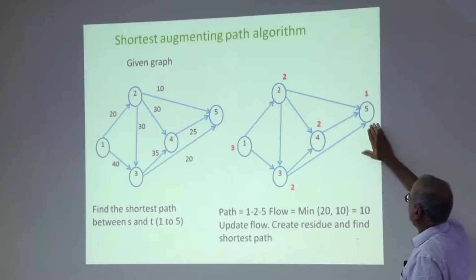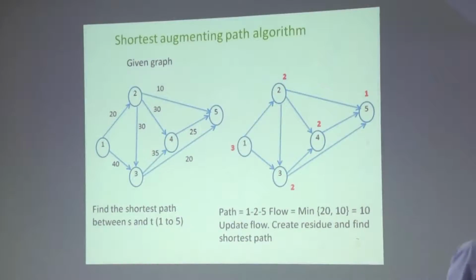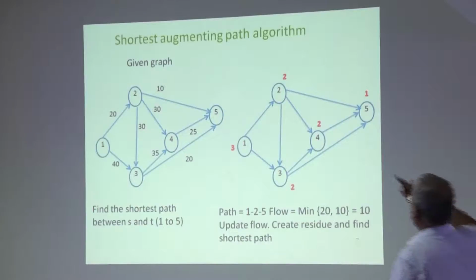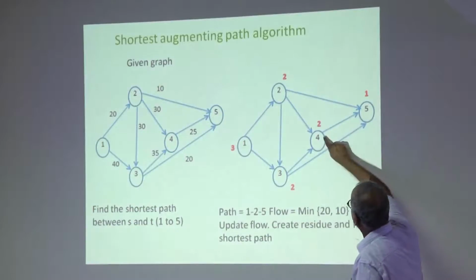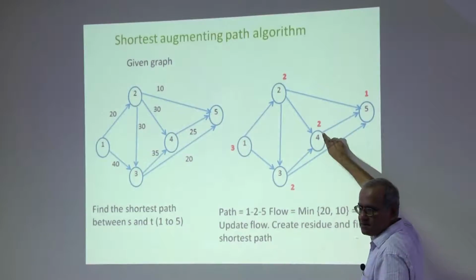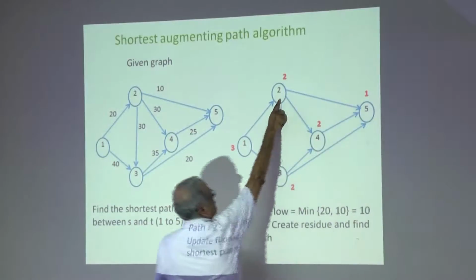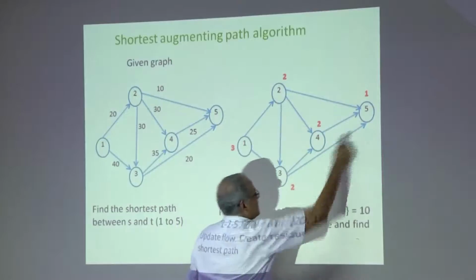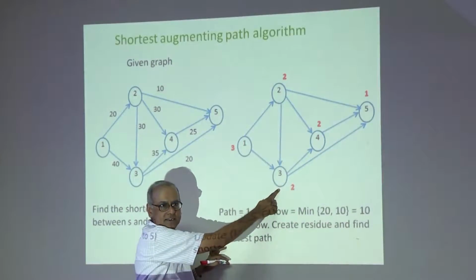Put a label 1 for the sink. As usual, take the residual graph. Put a label 1 for the sink. Now this will take a label 2 because one arc directly connects this. This will take label 2 because one arc connects this. This will take label 2 because one arc connects this.